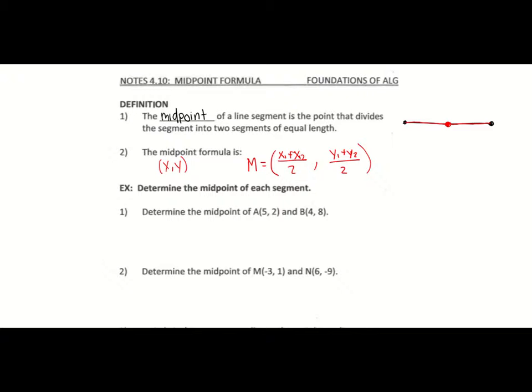It says determine the midpoint of point A, 5, 2, and point B, 4, 8. So if we use our midpoint formula, we have x1, y1, x2, y2. We want to add our two x values together, 5 plus 4, and divide by 2. And then for our y value, we add those two values together and divide by 2.